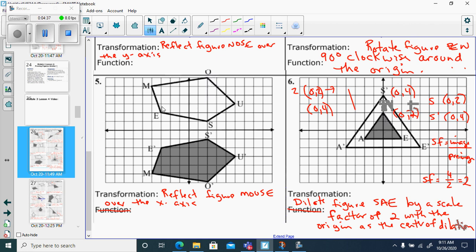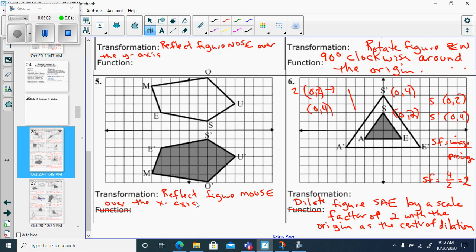How about number 5? And remember, guys, we've done this before in the last chapter. We're just reviewing. I would take figure MOUSE. S is 1 unit from the x-axis. If I reflect it, it's going to put the whole figure over there. Draw it off on patty paper, reflect it over the x-axis, and you see that the 2 of them are right on top of each other. They're the same size and same shape.